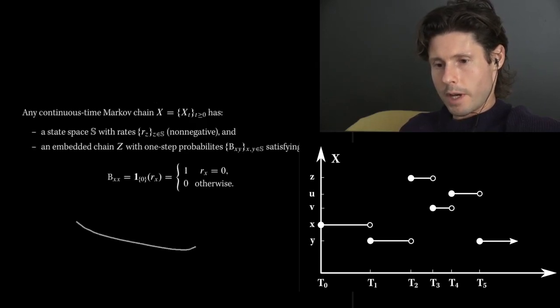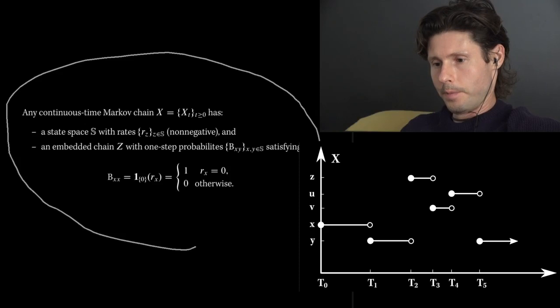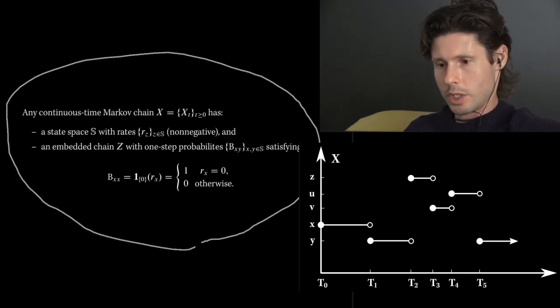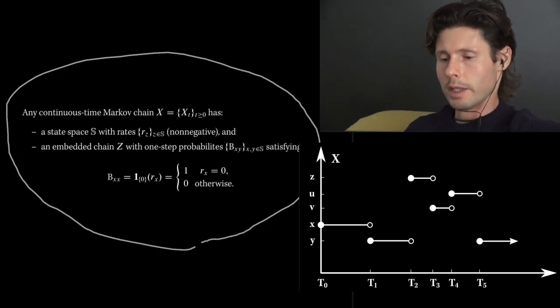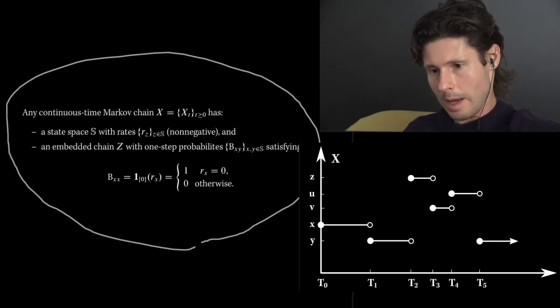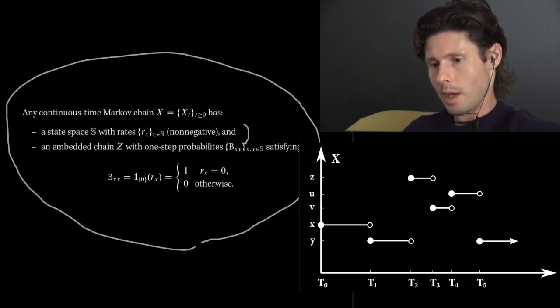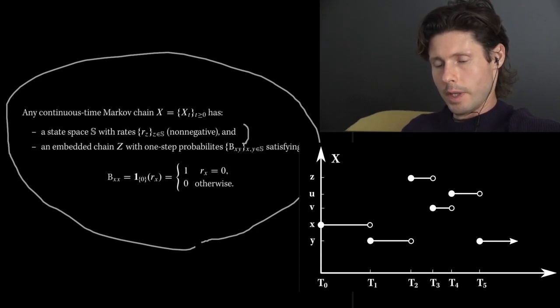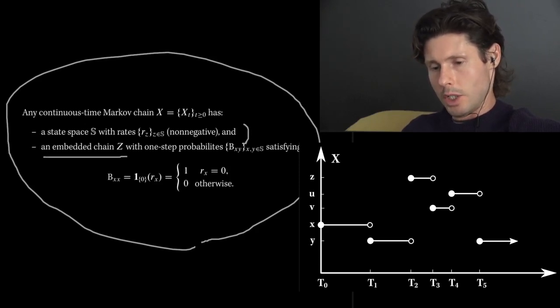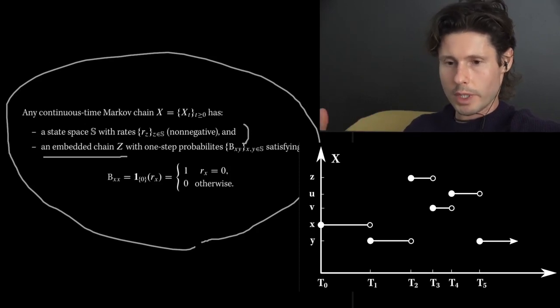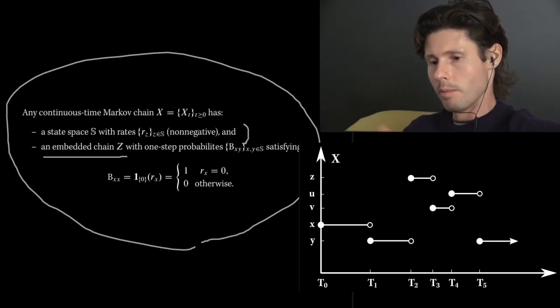So this is the final summary of this clip, which is just giving a little bit more rigor to the previous one. We already know all this, but here we're writing it down in mathematics. Any continuous time Markov chain X will have two ingredients. The first thing is a state space with a bunch of rates. These are non-negative numbers. And the next component is an embedded chain, which tells us where to go. Every time we leave a state, we have to know where to go. That's what the embedded chain is for.